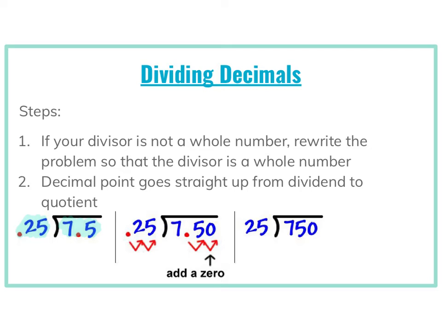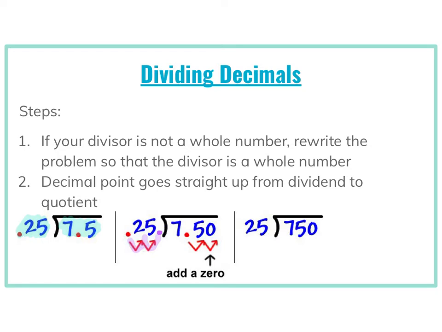If our divisor is not a whole number, we need to rewrite the problem so that the divisor is a whole number. So we need to move the decimal point over to the right in our divisor until it is a whole number. As you can see, our divisor in the example down below is 25 hundredths. We moved it over 2 spaces to the right to make this number a whole number, 25.